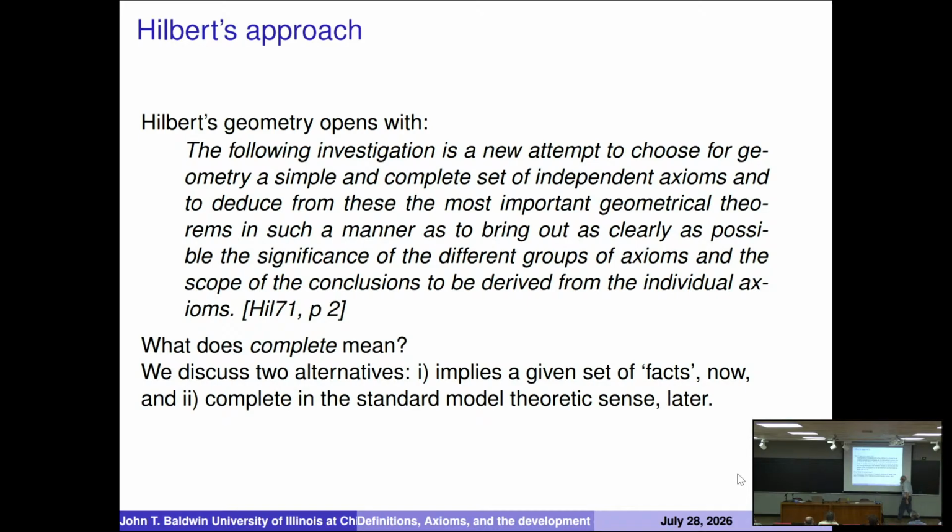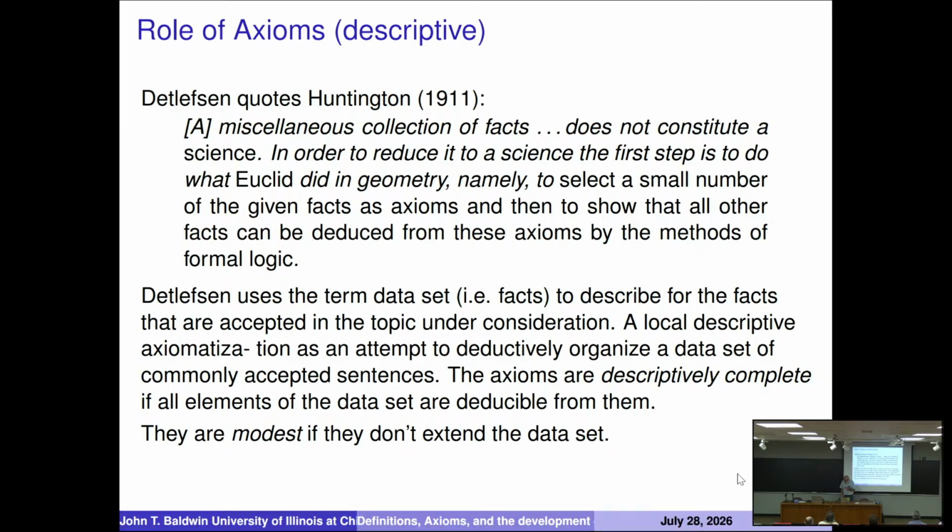Okay, I guess we will go on with that. And now the question is, I'm trying to think about what completeness means. And I'm going to quote a little bit from Detlefsen about a particular notion of that. So Huntington said, or I guess Detlefsen's quoting Huntington, a miscellaneous collection of facts does not constitute a science. In order to reduce it to a science, the first step is to do what Euclid did in geometry. Select a small number of the given facts as axioms, and then show that all the other facts can be deduced from these axioms by methods of formal logic. Okay, but what's a fact?